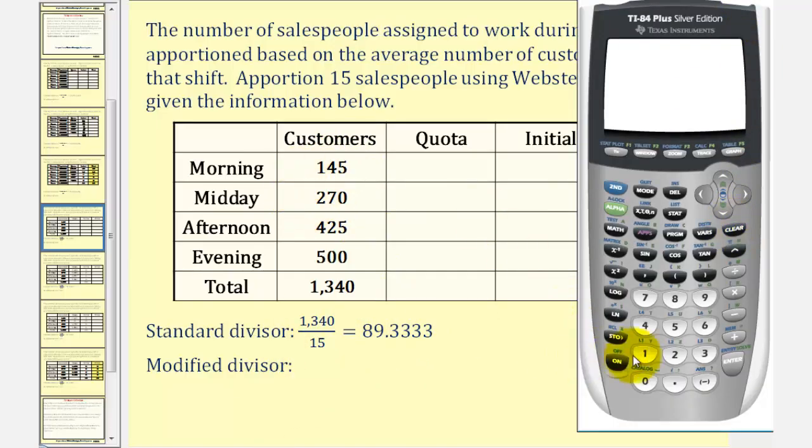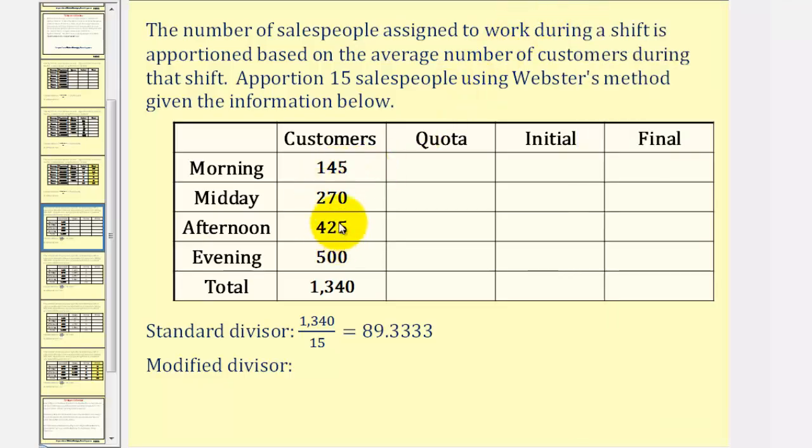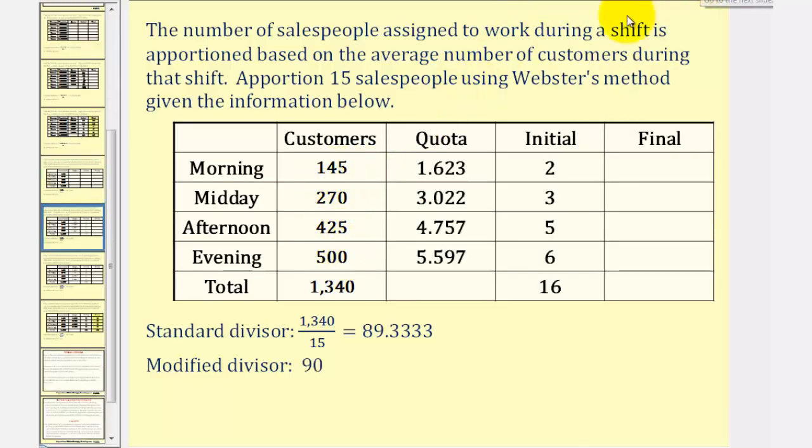For the morning shift, we'd have 145 divided by 89.3333, giving us a quota of approximately 1.623. We would do the same for the remaining shifts. So here are the quotas, and now we're going to round these to the nearest whole number.